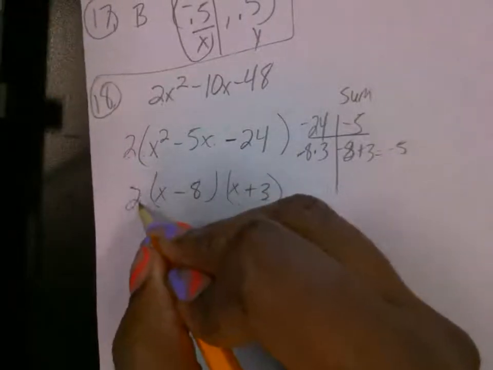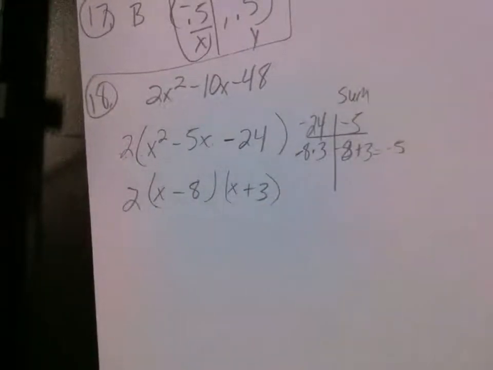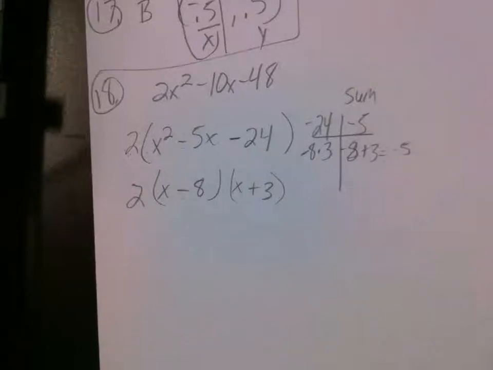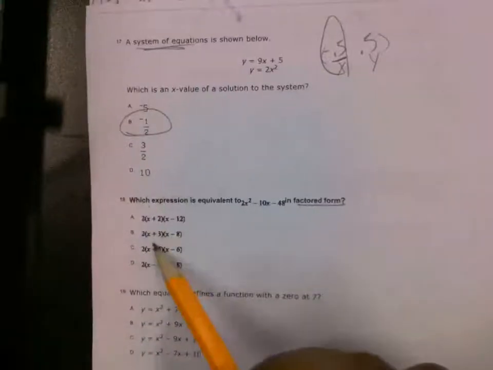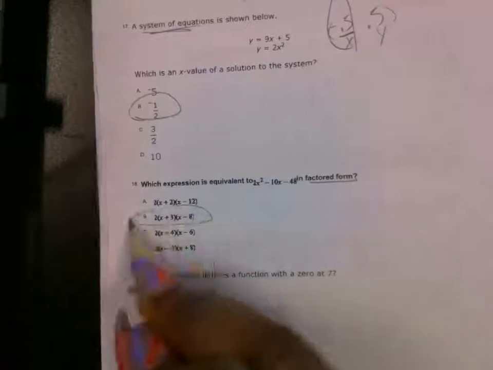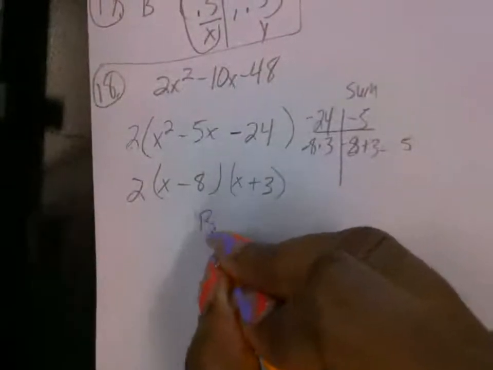Bring down the 2. Okay, so now we're looking for that answer. So we have 2, then we have x plus 3, that's right, x plus 3, and an x minus 8. So it's going to be B. So B is our answer here.